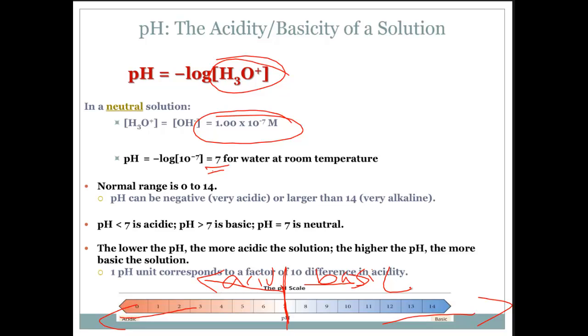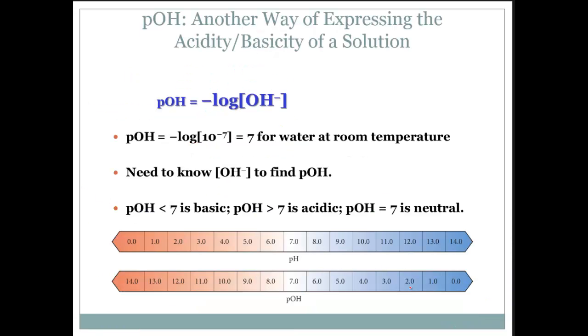The lower the pH, the more acidic the solution. The higher the pH, the more basic the solution. Remember that 1 pH unit corresponds to a factor of 10 in acidity, so in the concentration of hydrogen. So pOH is another way of looking at this.